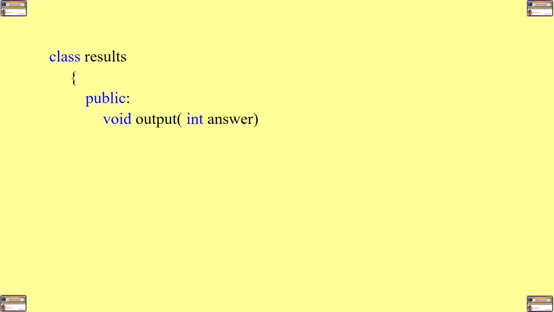It is going to receive a value of type integer, and the name of that parameter is answer. This method is not expected to return any value to the caller, and that's why it is called void. Now, what is the work of this function?